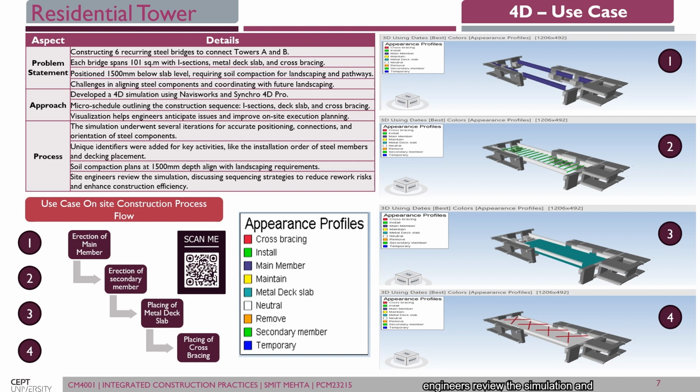Site engineers review the simulation and discuss the sequencing strategies to reduce rework and risk and enhance the construction efficiency. Use case: on-site construction flow process. Erection of main member, erection of secondary member, pressing of metal deck slab, and then placing of the cross facings. This is the 4D visualization which we get after adding all the resources and assigning them, doing auto matching with the element IDs of the Revit, and then doing it with the Meta.